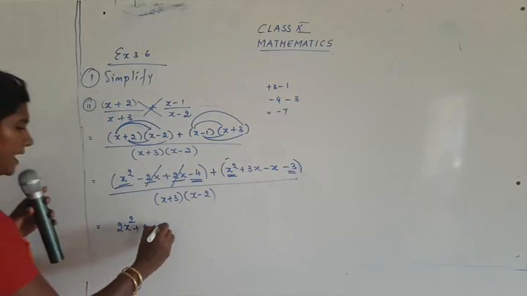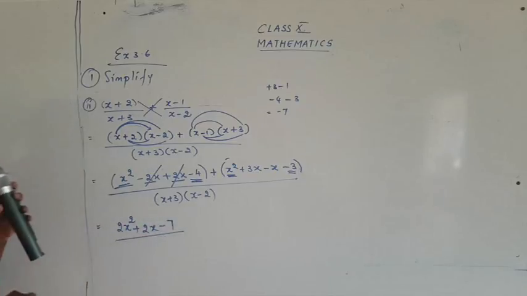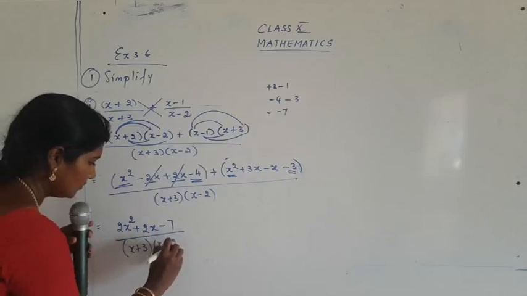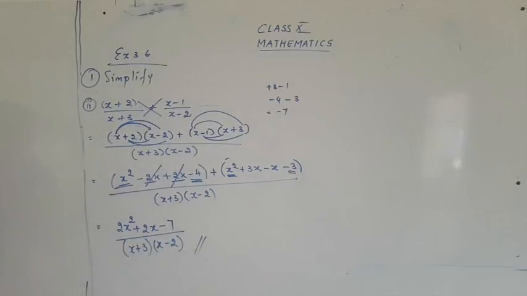So I'll write here minus 7 upon the denominator (x+3)(x-2), and I'll keep it like this. So that's our sum. We have completed the second subpart. The answer is (2x square + 2x - 7) upon (x+3)(x-2). So we have done our second sum. Now let's go for the third subpart. Take down the third subpart.